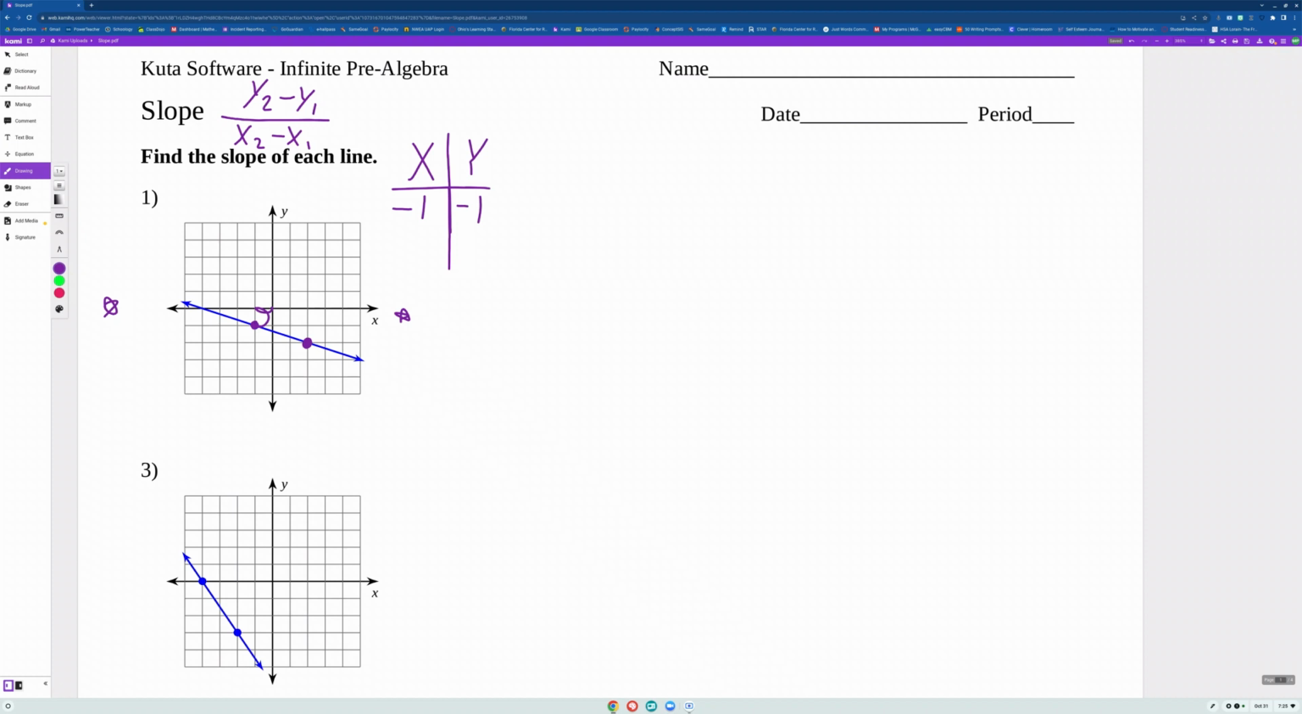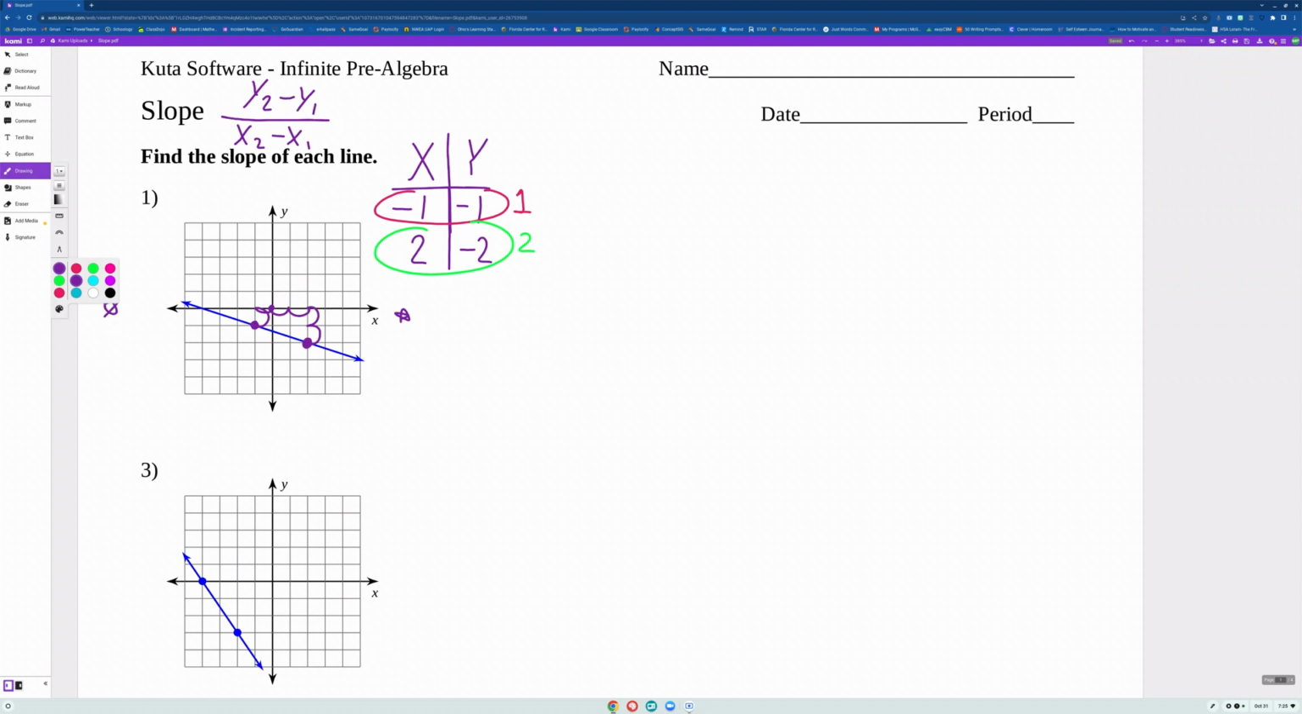And then my next one, I'm going to start at my origin, which is just the center of my graph. I'm going to go over 1, 2, and then go down 1, 2. And because I went down, that's going to be negative. So this group right here is my x1 and my y1, where this group right here is my x2 and my y2.